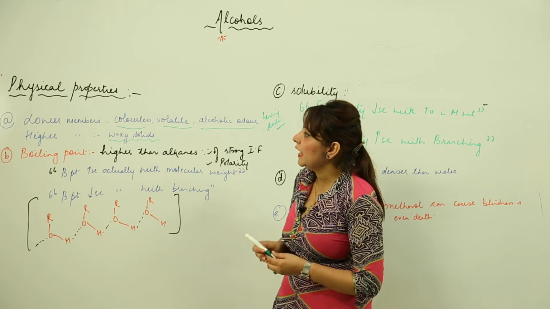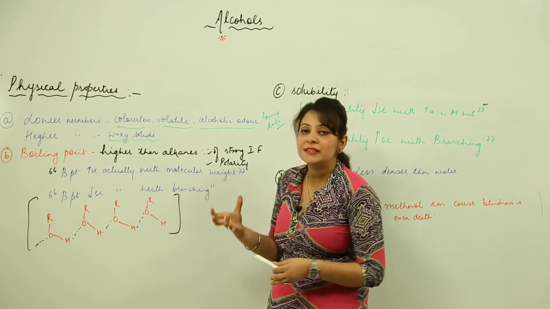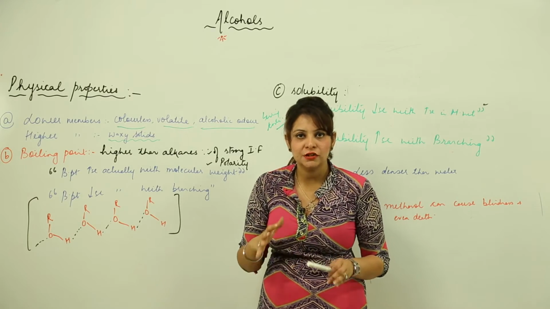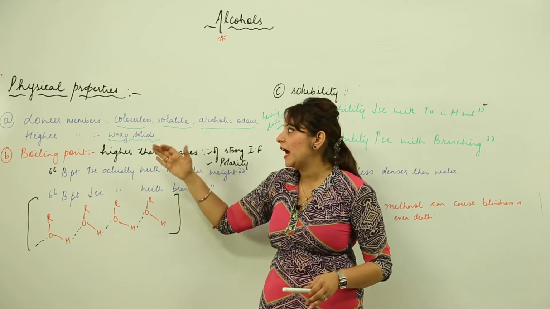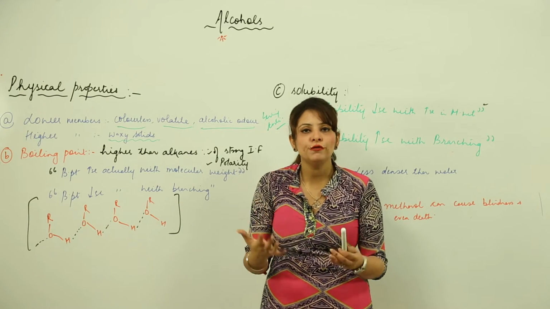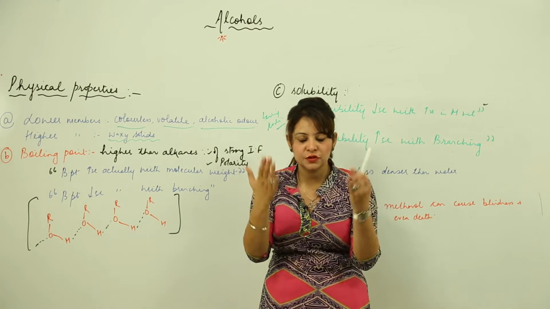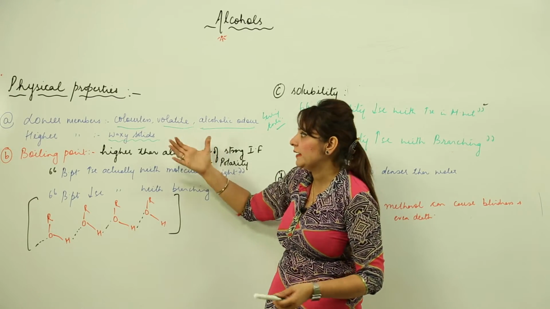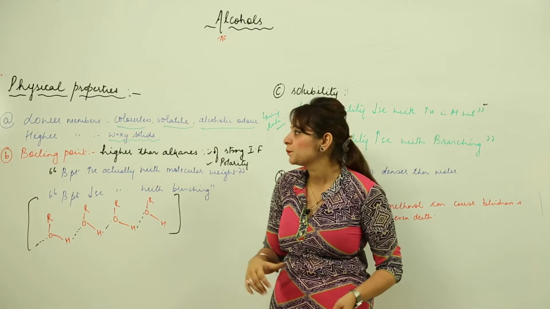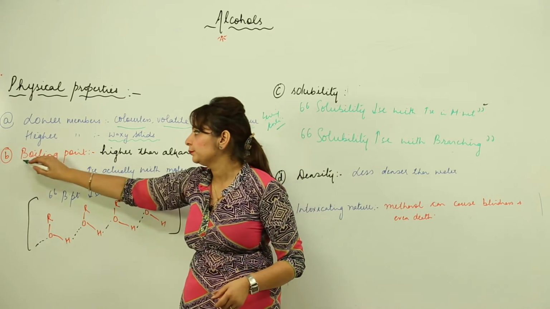As you can see, the lower members are volatile, which means there is less interaction and less attraction between them. But the higher members, as they are waxy solids, possess more forces. That must strike your mind just looking at the state of existence of lower alcohols and the higher ones. Second is the boiling point.